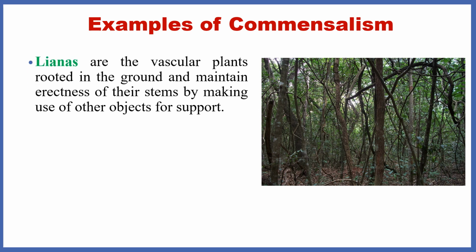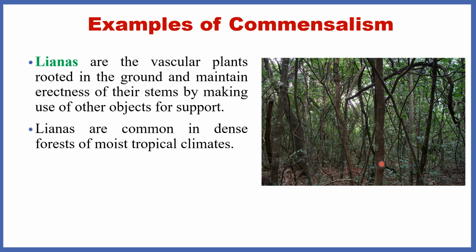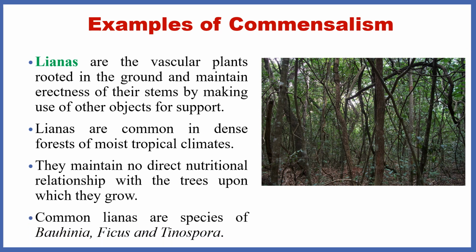The next example is lianas. Lianas are vascular plants rooted in the ground and maintain the erectness of their stems by making use of other objects for support. Lianas are common in the dense forests of moist tropical climates. They maintain no direct nutritional relationship with the trees upon which they grow.